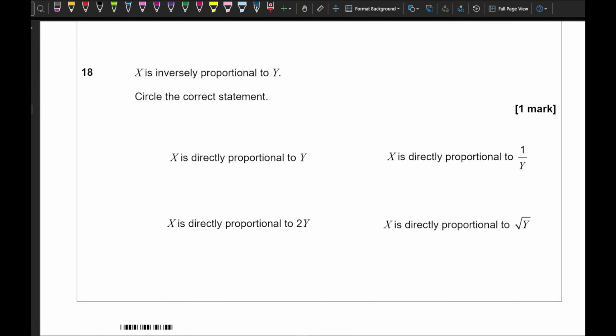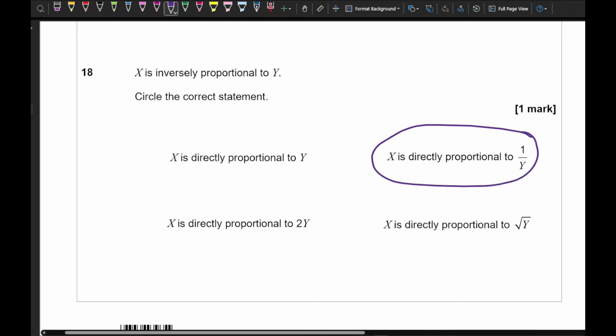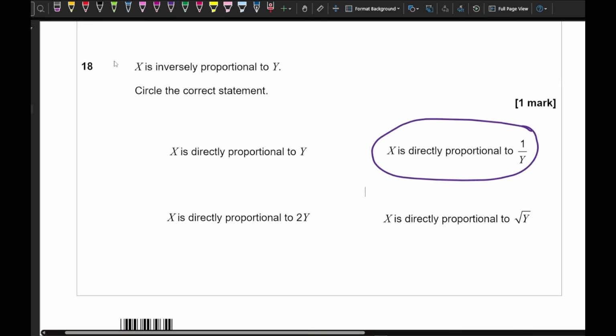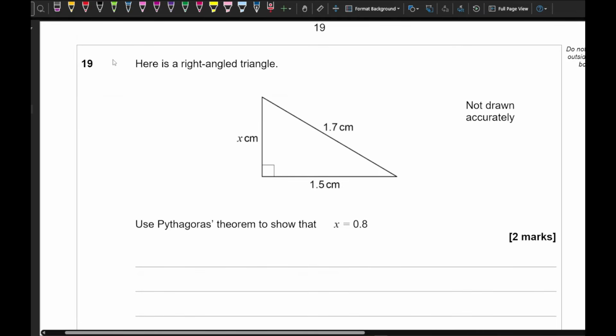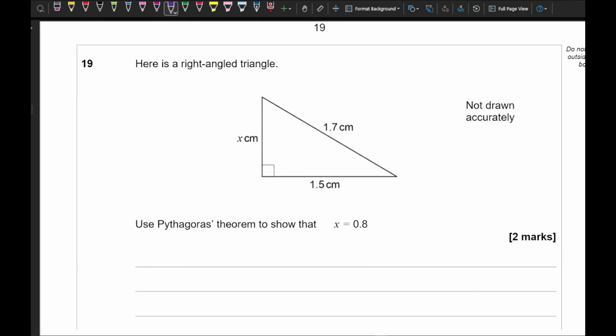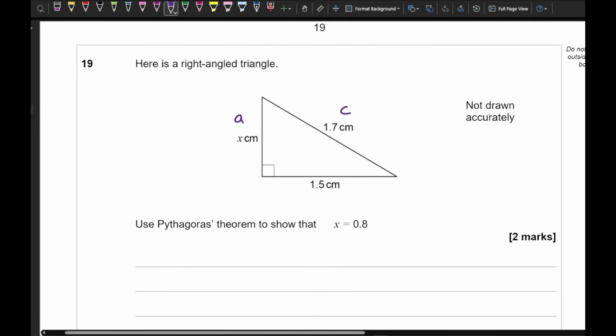So moving on to question 18, it says x is inversely proportional to y, circle the correct statement. So for this one, the correct one is going to be our top right hand option. Question 19, it says here is a right angled triangle, and it says use Pythagoras' theorem to show x equals 0.8. So for this, what we need to do is label our triangle.